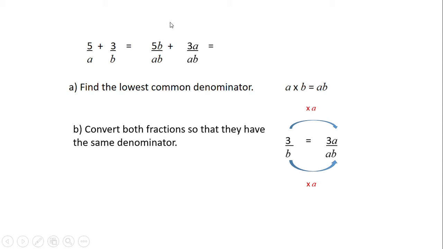So now I've got fractions where the denominators are the same. My answer is going to have the same denominator. It's going to become 5b plus 3a over ab. So that's the answer to this fraction question here: 5b plus 3a over ab.